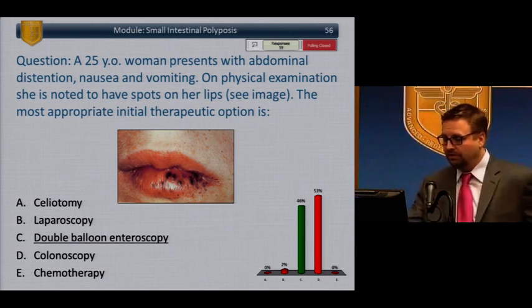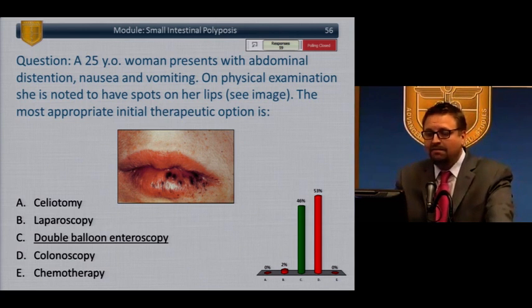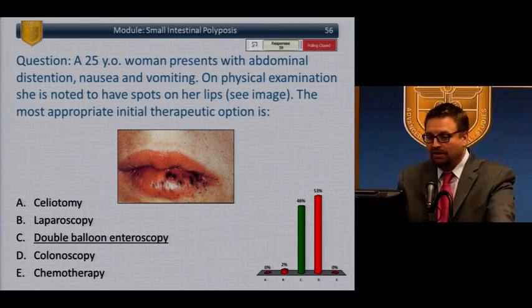Okay, so the audience is a bit divided on this. Double balloon enteroscopy was the answer we were looking for here, although more people opted for colonoscopy. Okay, we'll talk about that.